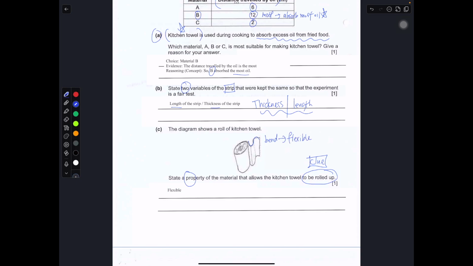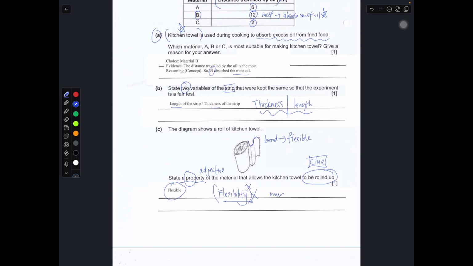So we are really asking for the term flexible. If you give flexibility, this is wrong. This is a noun. They are really asking for an adjective to describe the material. So flexibility, wrong. How do you know when to write flexibility or flexible? Usually when they ask to state a property, that means they want an adjective. If they say state the property that is being tested, they are asking for a noun.